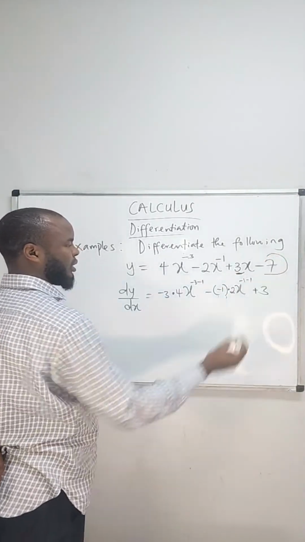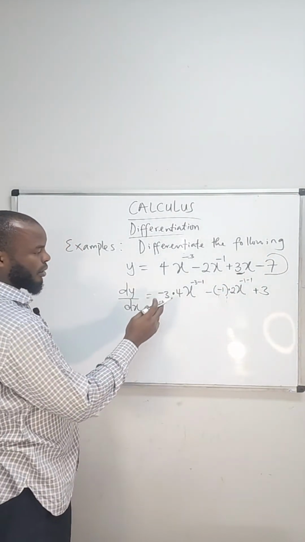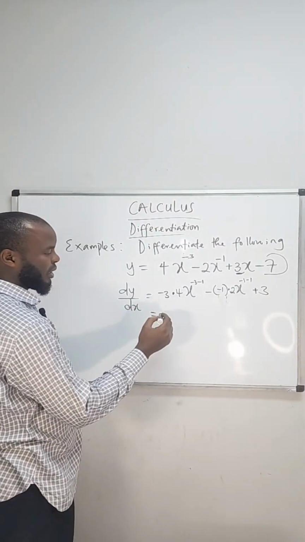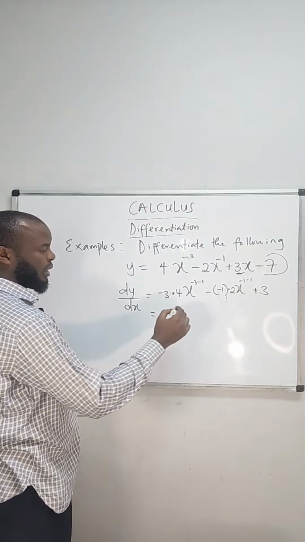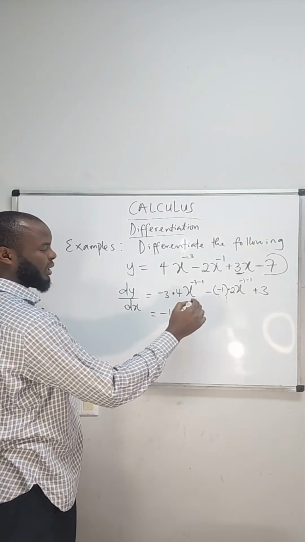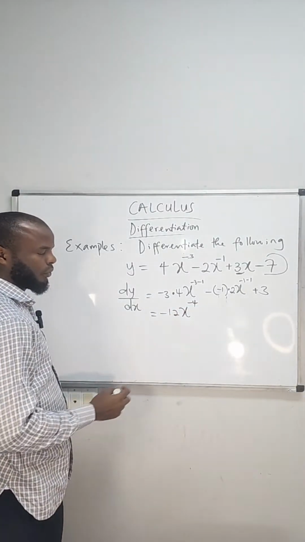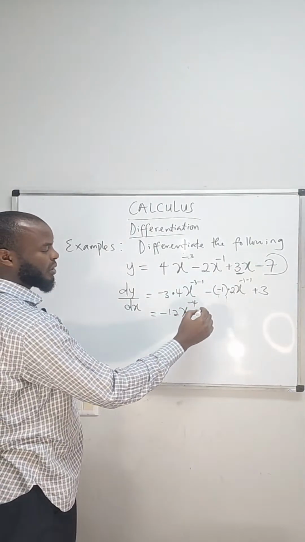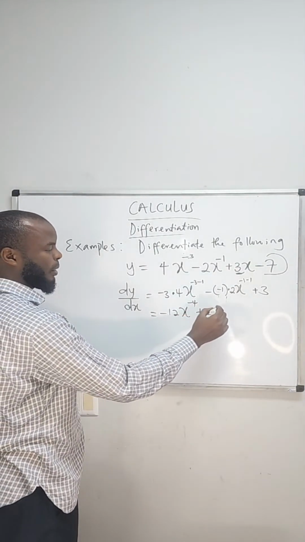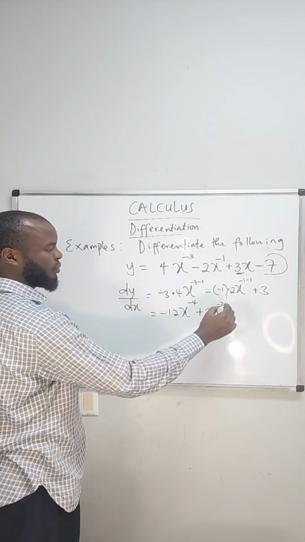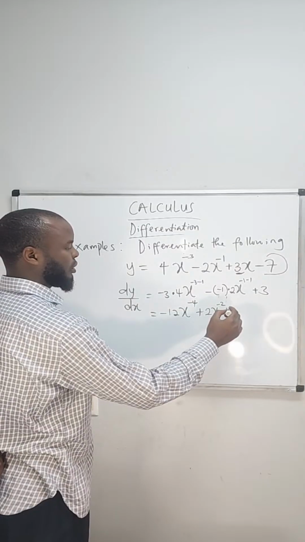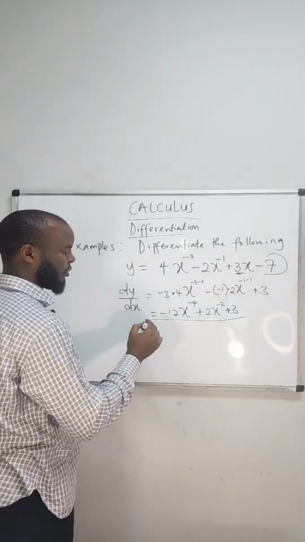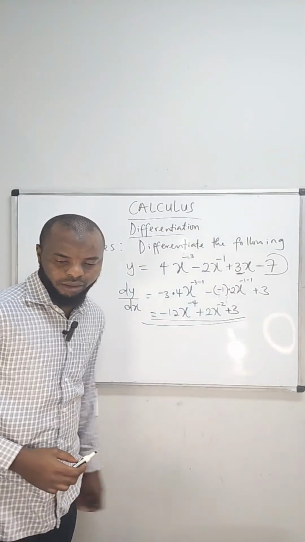So this is a constant. It's going to be 0. And here we have negative 3 times 4. It's negative 12, x to the power of negative 4. Negative multiplying negative is positive. 2x to the power of negative 2, minus 1 is negative 2, plus 3. Yeah, this makes sense, Mustafa.